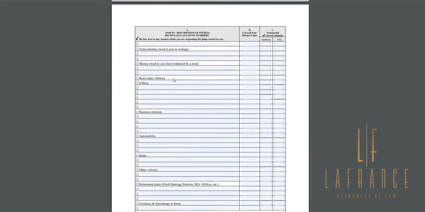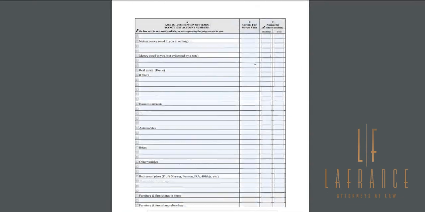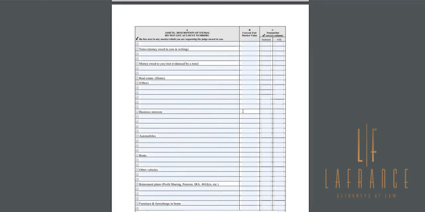Your house, put your address in here, and what do you think the fair market value was on the date of filing? A lot of times people look to Zillow to complete this and get an idea of what the fair market value might be. If you've got a business interest, you're going to tell the court what the business is called and what you think the value is. If you don't know, you can write currently unknown right there.